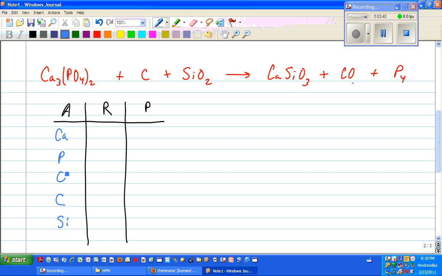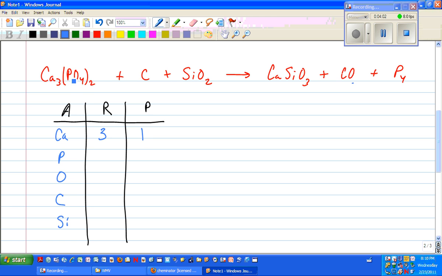I've already got oxygen covered here, so I'm not going to write it down again because I've already taken care of it. Now I will have to make note that I've got oxygen in 2 places, so when I go to count them up, I'm going to have to be careful and take note of both places. I'm ready to go ahead and start counting. I look at my subscript. I've got 3 calciums here. I've only got 1 calcium over here.